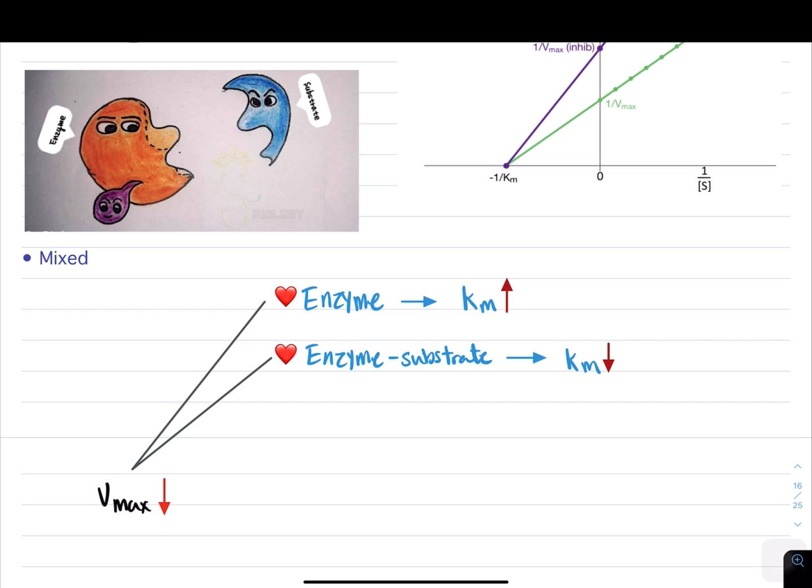So basically, if the inhibitor has more affinity for the enzyme alone, so it means it likes binding to the enzyme more than binding to the enzyme substrate complex, that would increase the Km value. But if the inhibitor prefers to bind to the enzyme substrate complex, that will decrease the Km value. But either way, Vmax is always decreased.